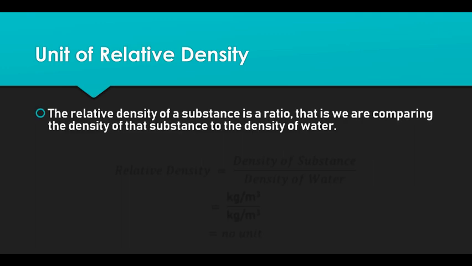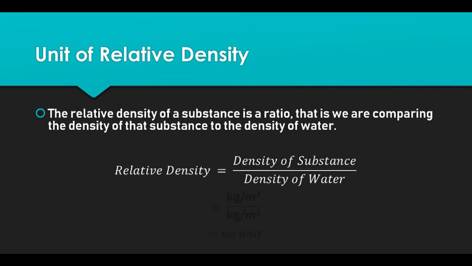The relative density of a substance, again, is a ratio where we're actually comparing the density of the substance to the density of water, right? So we can write our formula again where we say that relative density is equal to the density of substance over the density of water, right? And in terms of their units, we can write out their units. The density of the substance will be in kilograms per meter cube or in grams per centimeter cube. And as you can see, the units will actually cancel, right? Because we have kilograms per meter cube dividing kilograms per meter cube, so therefore they will cancel, leaving us with no units, right?